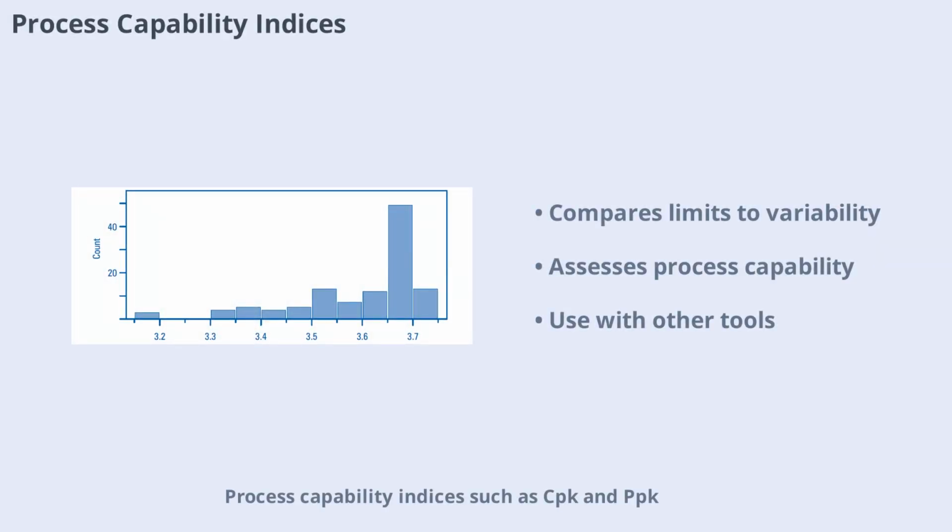Process capability indices such as Cpk and Ppk compare the specification range to the natural variability of the data. They answer the question, is the process capable of meeting its limits? These indices are useful for comparing processes and assessing relative risk, but should be used with other tools for a comprehensive evaluation. Remember, a single index doesn't capture changes over time.